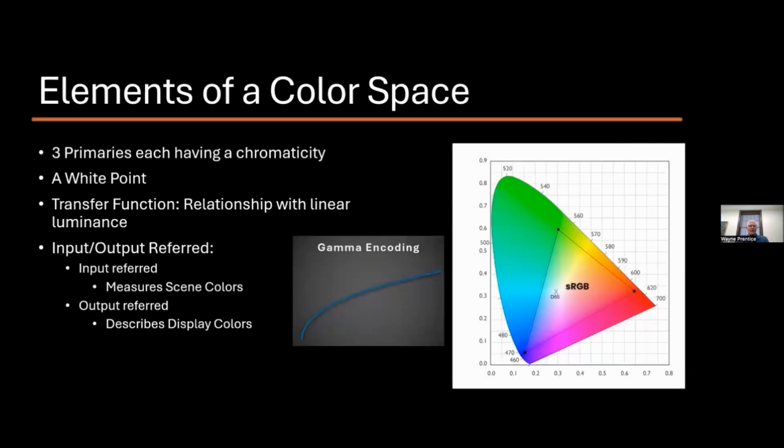So we covered a lot of ground here, but we've gotten through our first color space. Just to recap, the elements of a color space: it has three primaries. Each primary needs to be defined exactly, what its chromaticities are, so what exactly are the coordinates of the R, G, and B, as well as a white point. It has a transfer function, which is the relationship with linear luminance. And we need to know if it's input or output referred. So those are the basic elements. With those under our belt, we can go cruising through the landscape of color spaces, knowing these are the only four things we need to know.